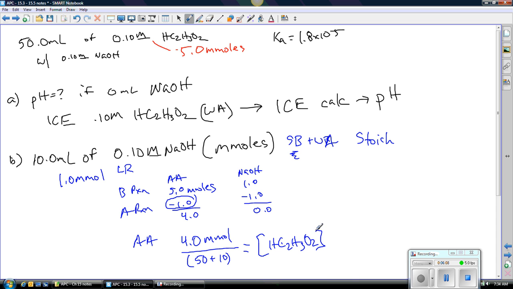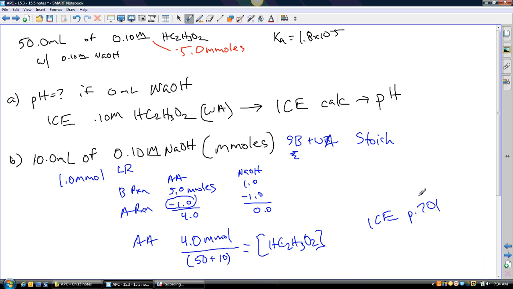Now you notice in the book they leave it as 4 over 60. And then they set up the ice box, which you'll see on page 701. They don't solve for this fraction yet. I would suggest you actually just solve for the fraction and be done with it, so that you're not trying to figure out all that stuff. Just solve for the fraction, be done with it. Everything else applies from what we did before in ice. Okay? So from that point on, we've got to a place that we're familiar with.